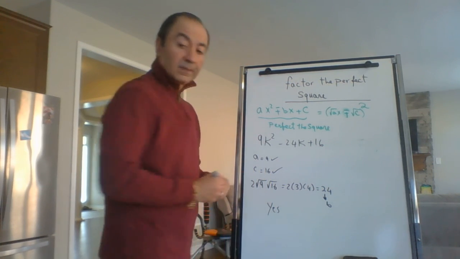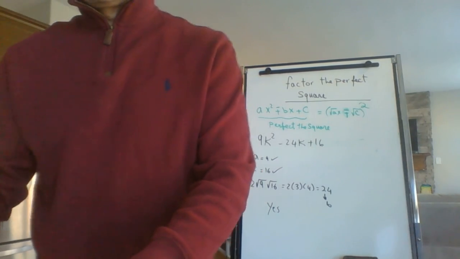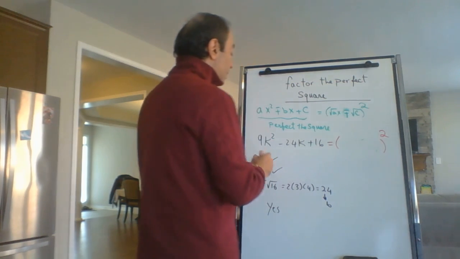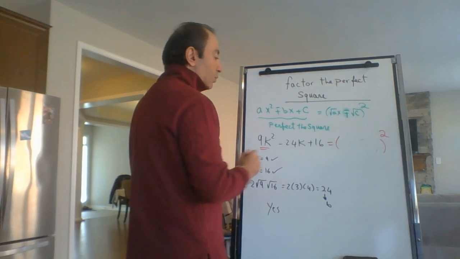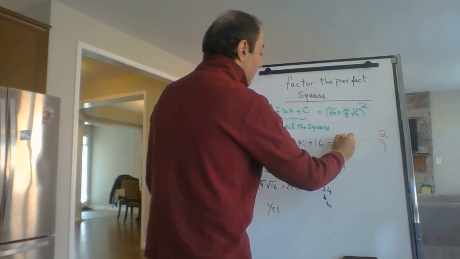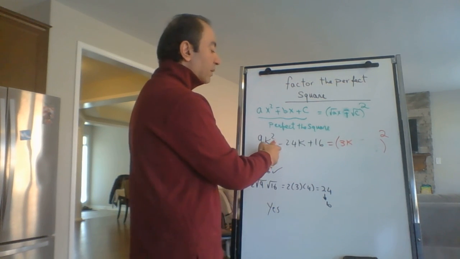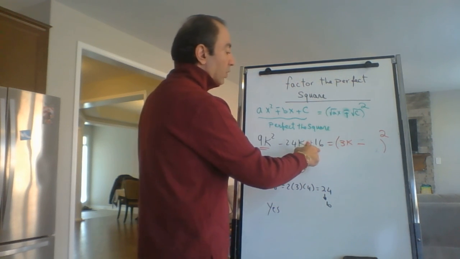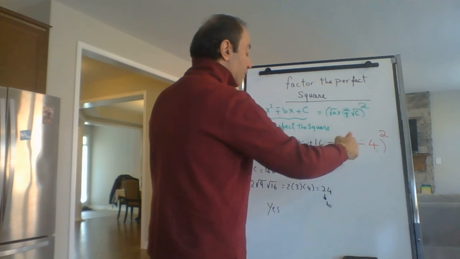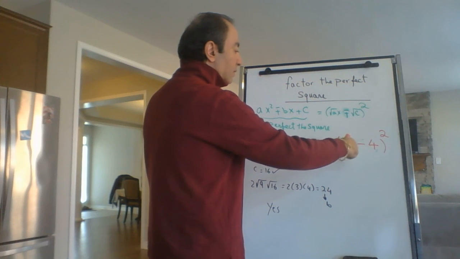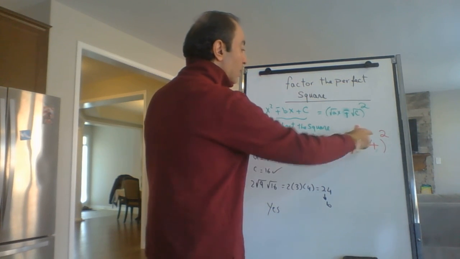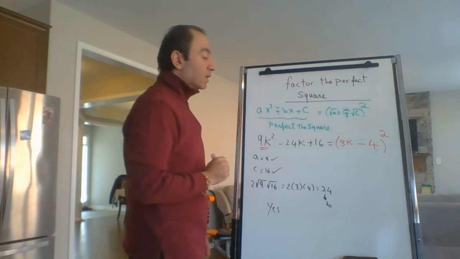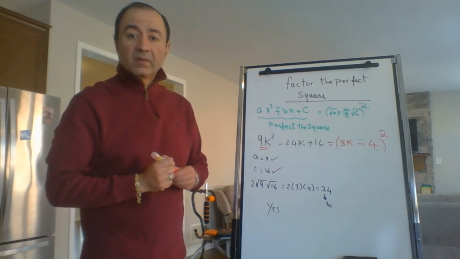How do we factor this? We open one bracket and we put a square here. Square root of 9k squared is 3k. What sign do I put? The sign of the middle. So what is the sign of the middle? It is minus. Then square root of c, which is 4. If you expand this using the FOIL method or use the shortcut, square the first, first times second times 2, square the second, you will get this back. So this is how we factor a perfect square.